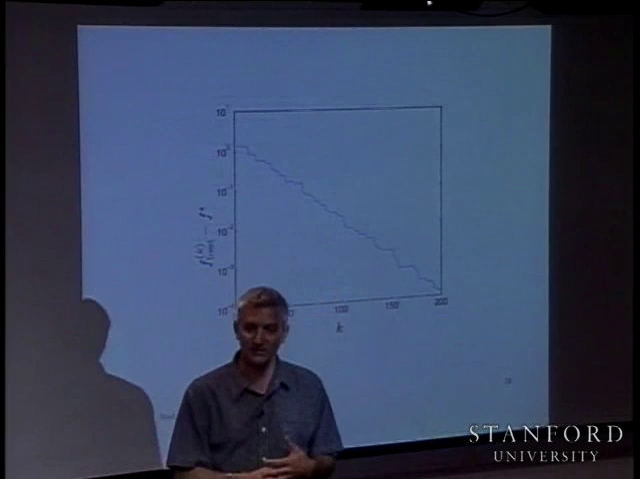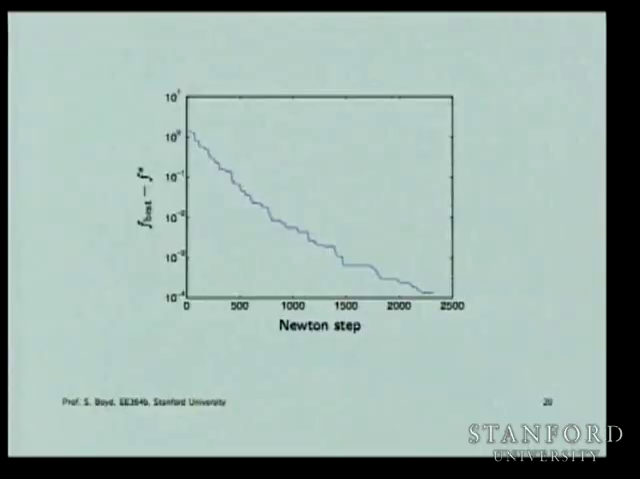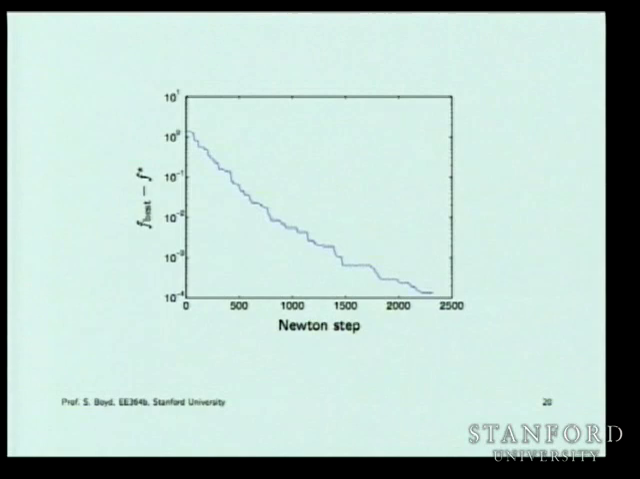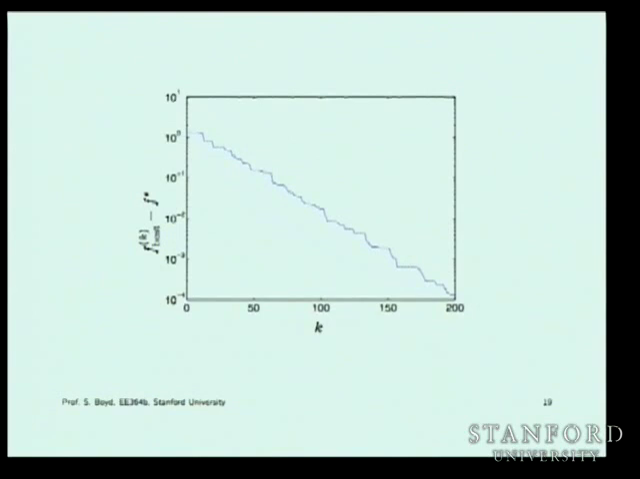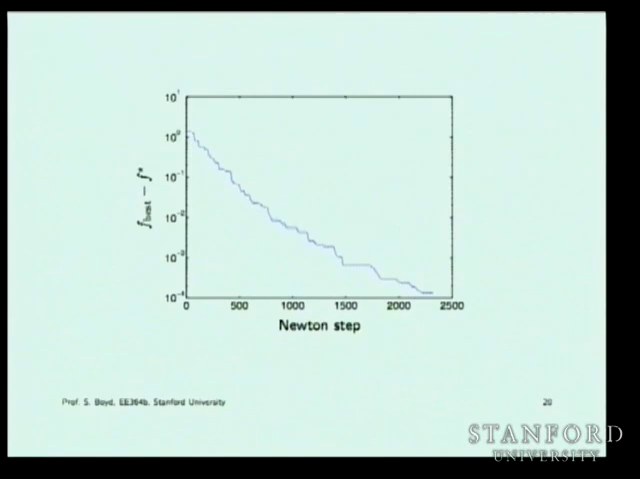Now, if you want to compare this to Newton steps, we can go back and forth and look at the two pictures. That's 200 iterations. And here you can see we did about 11 or 12 Newton steps. So it took on average about 11 Newton steps to recalculate a new analytic center.